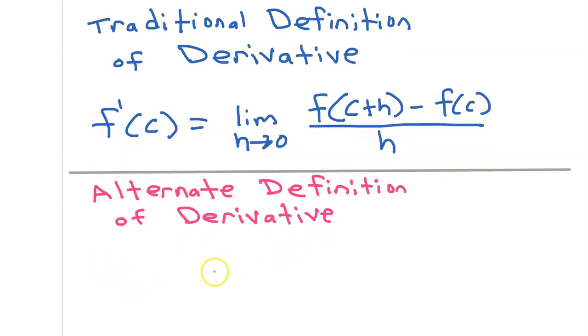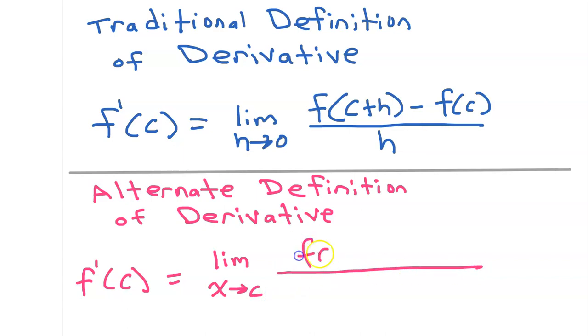The alternate definition of derivative looks like this. F prime at c is equal to the limit as x approaches c of f of x minus f at c over x minus c. So you'll notice that the alternate definition of a derivative really looks like an old school slope where you have y minus y over x minus x. Just as you're memorizing these, notice that both versions have f at c in the upper right hand position.